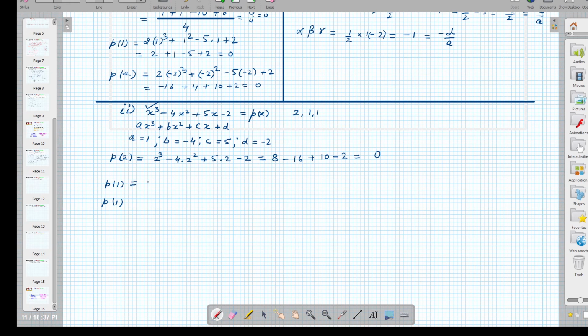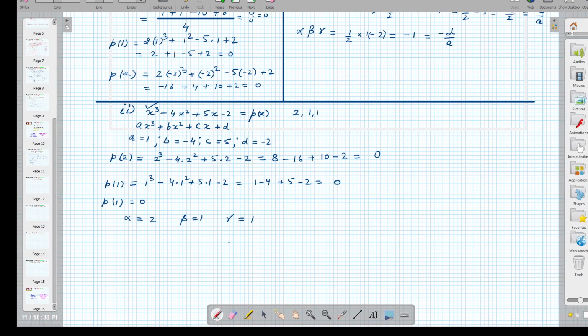Now for 1 we have to put 1 raised to the power 3 minus 4 into 1 raised to the power 2 plus 5 into 1 and minus 2. So this is 1 minus 4 plus 5 and minus 2. Comes out to be 6 minus 6, that is 0. This is 0, this is repeated, this is 0. It means all are the zeros of the given polynomial. If it is so, then we can write 3 roots are there. Alpha is 2, suppose, and beta is 1, and gamma is again 1. So, these are the zeros of the given polynomial.